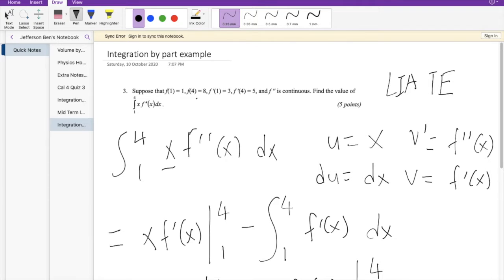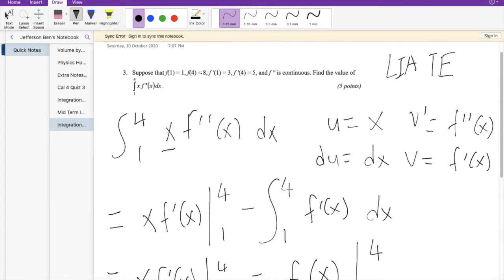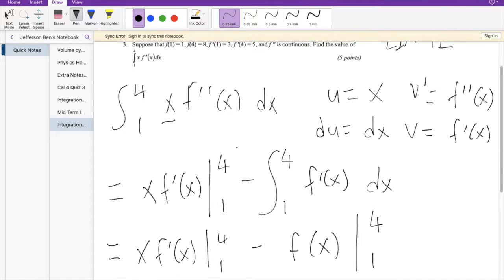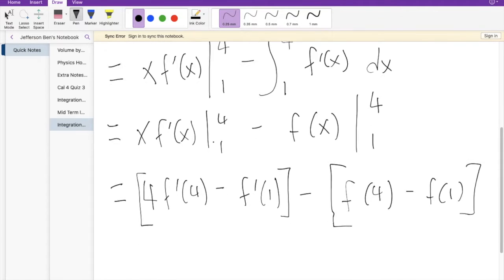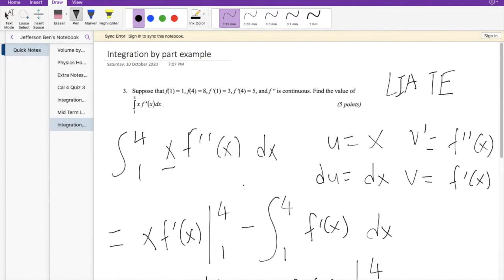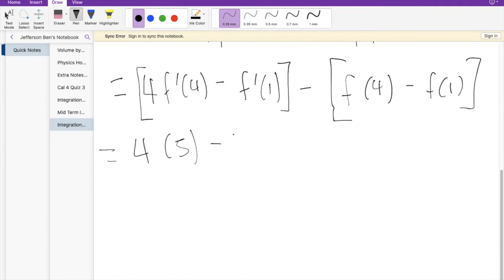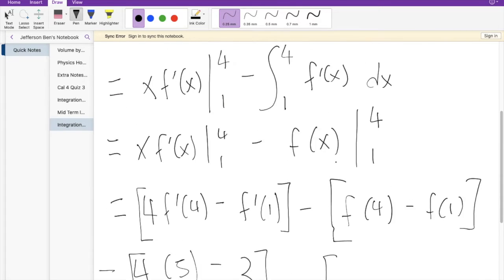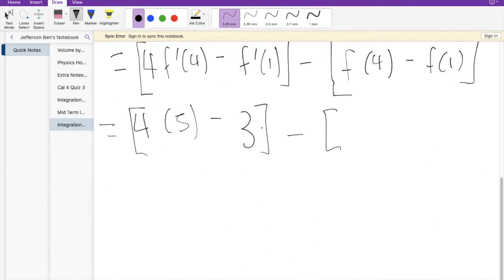Remember the values are given. So you have f1 equal to 1, f4 equal to 8, f prime 1 equal to 3, f prime 4 equal to 5. And you can just substitute it. So f prime 4 is what? It is 5, so you will get 4 times 5 minus f prime 1, which is 3. And you minus it with f4 minus f1, right? So it's 8 minus 1. You just get 8 minus 1. And you eventually get 17 minus 7, and your final answer will be 10.